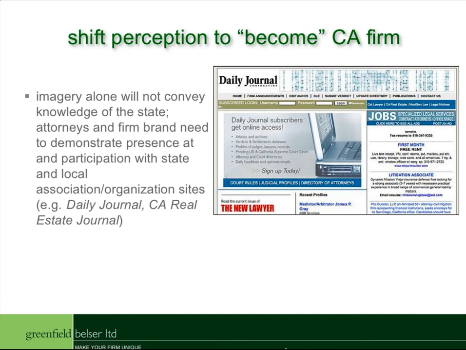And imagery alone, for example a picture of the Golden Gate Bridge, does not convey knowledge of the state. You need to demonstrate a brand presence and participation with state and local organizations and association sites. Here's an example of the Daily Journal or the California Real Estate Journal. There are a number of properties. One of the things that digital has enabled is that there's a magazine rag for everything, and there's one for each state too. So this is a great way to buy a very targeted placement in front of folks who are reading it anyway.